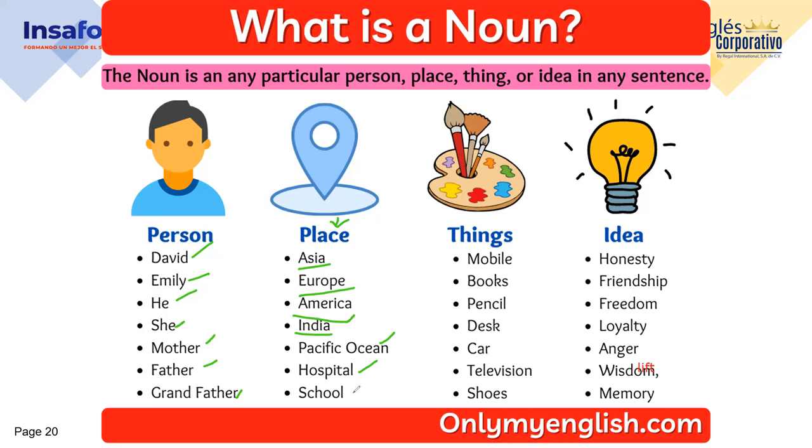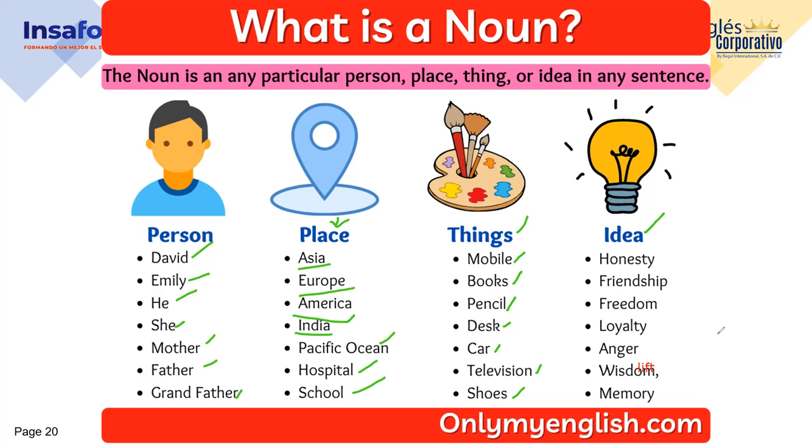But also, I can have common names. Common names for places, such as hospital, school. These are common names for places. Then we have things. With things we have mobiles, books, pencil, desk, car, television, shoes. All of these are objects, but we have a common name for them. All of them are common names. Nouns.